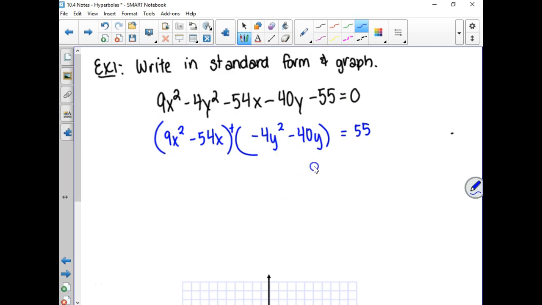So here we're going to have a 9 times x squared minus 6x plus blank. And here we want to factor out a negative 4. So we'll have minus 4 times y squared plus 10y.